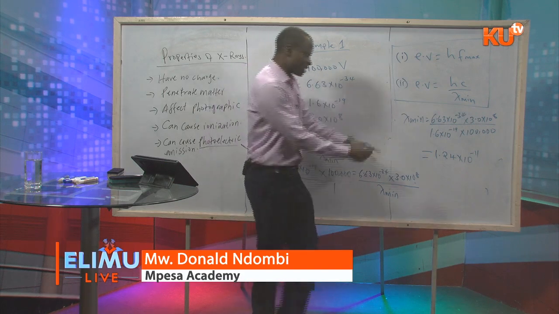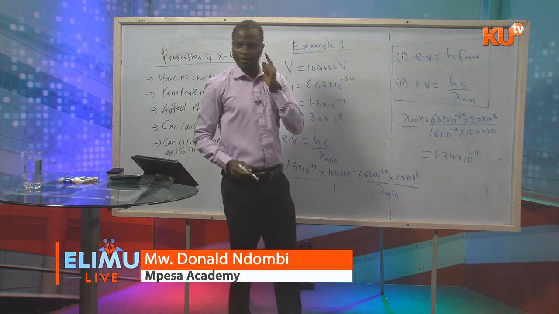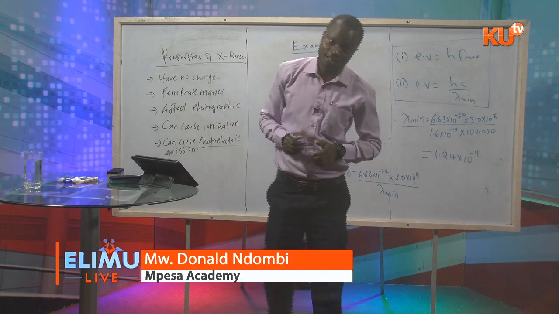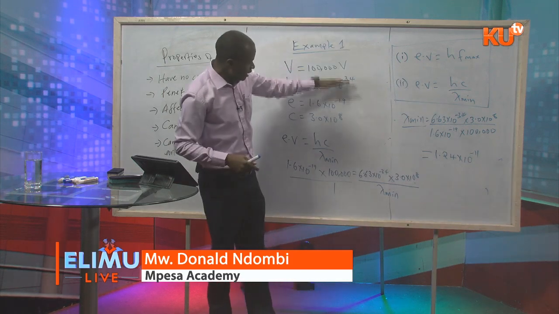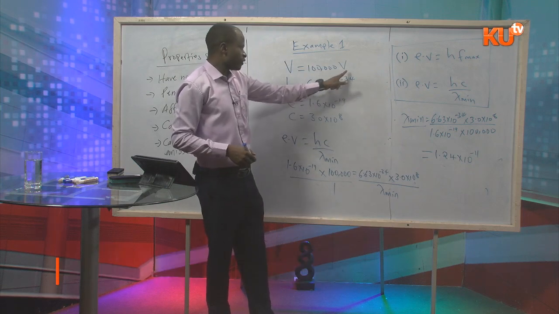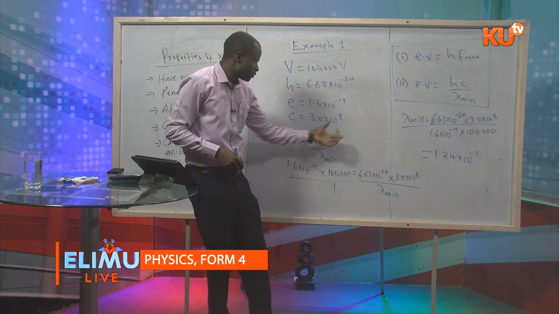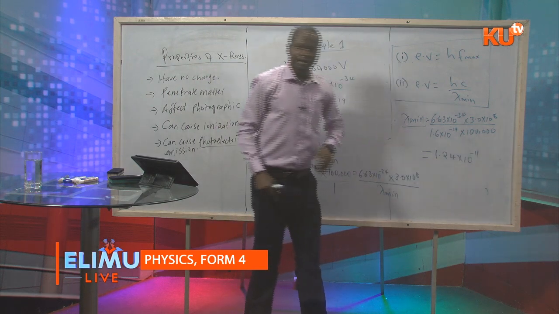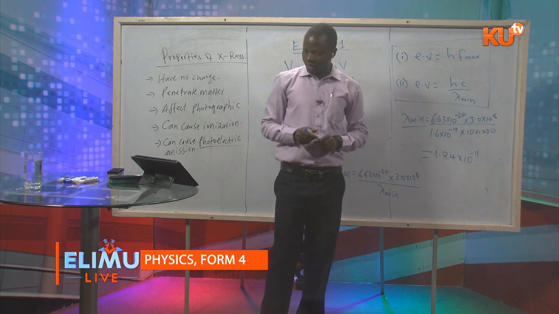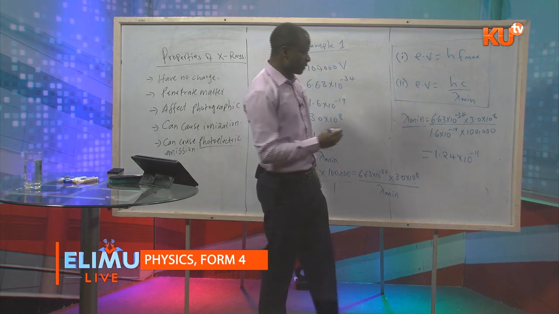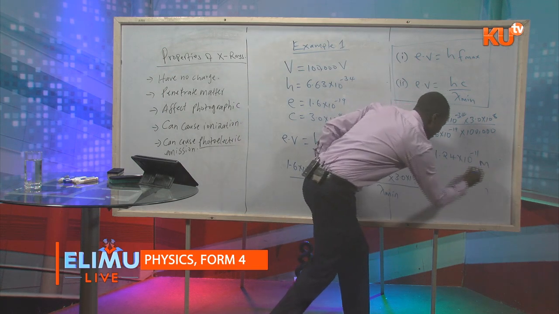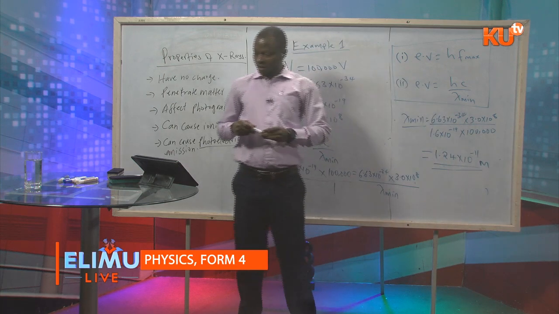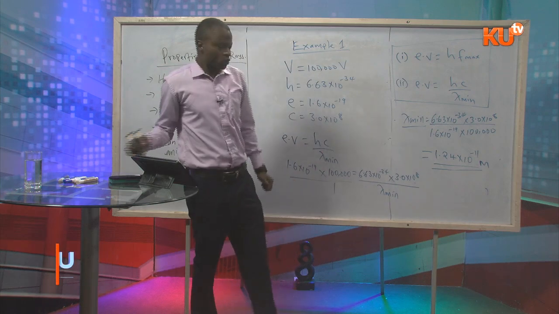Now, what does lambda represent? Wavelength. So what were the units of length in Form 1? Meters. So since all these are in SI units, there's no need for you writing the units on each quantity, but the final answer must have units. If you leave it this way, it's incomplete. Therefore, you must say it is 1.24 times 10 power negative 11 meters, like that. This is our minimum wavelength. We can move to example 2.